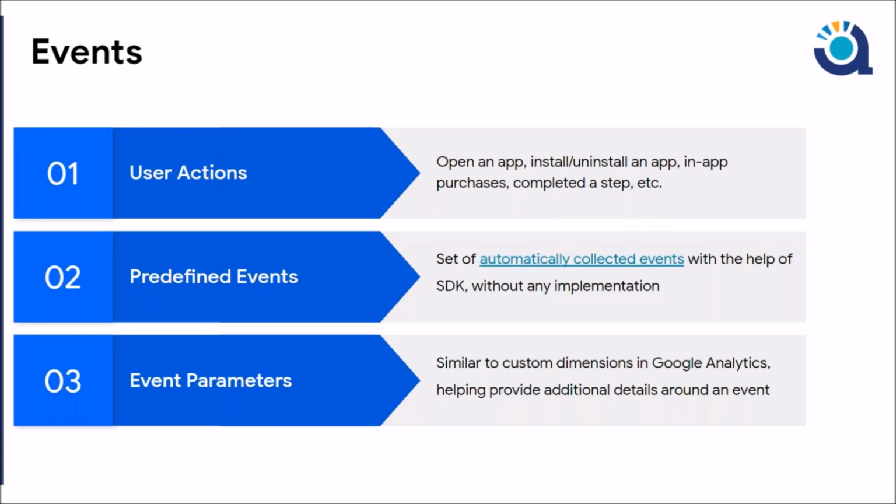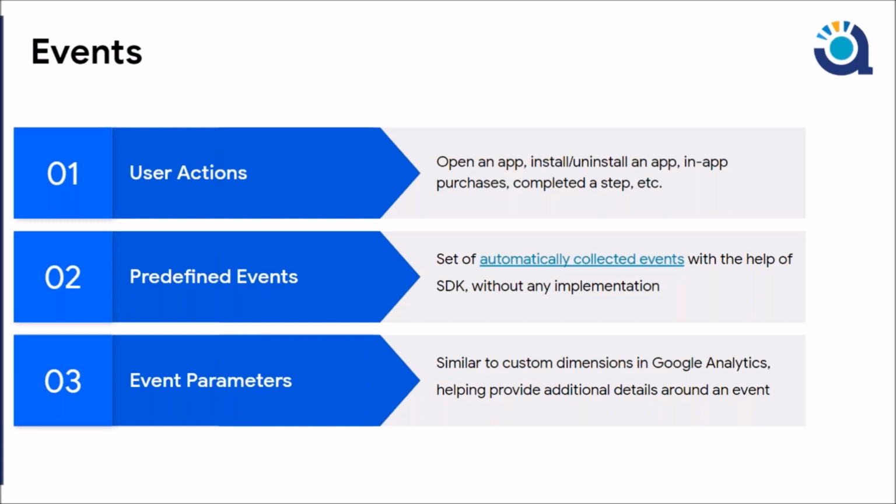Right. Let me give you a quick walkthrough of these different reports that come in handy, and a high level understanding of what these reports are. We first talk about events. Events in Firebase are nothing but your user actions, and this could be anything ranging from opening an app or installing an app to making an in-app purchase or completing a step. If you are a gaming company, completing a level could be one of your events. Buying extra coins or extra money could be your in-app purchases.